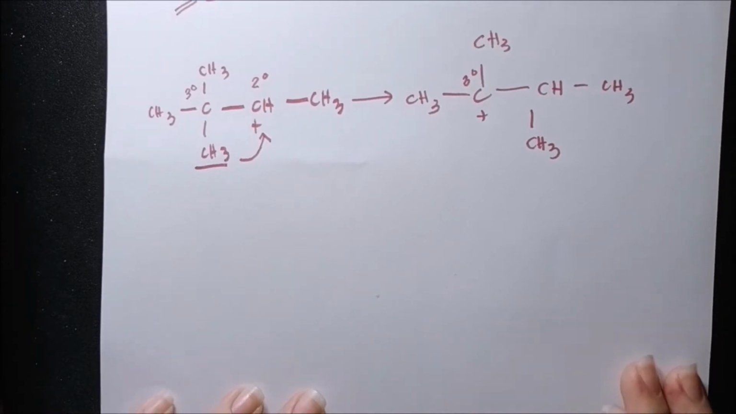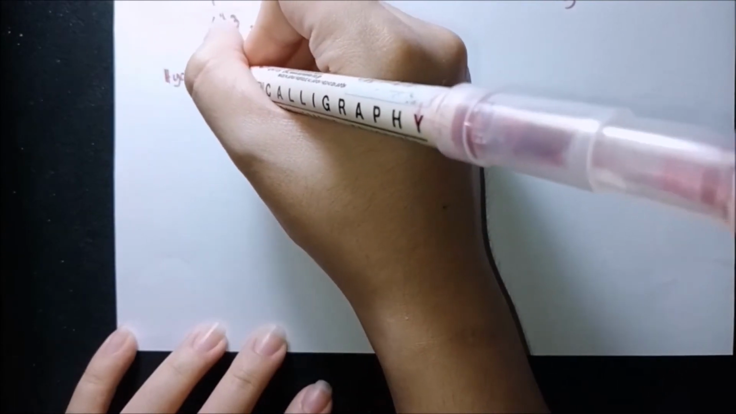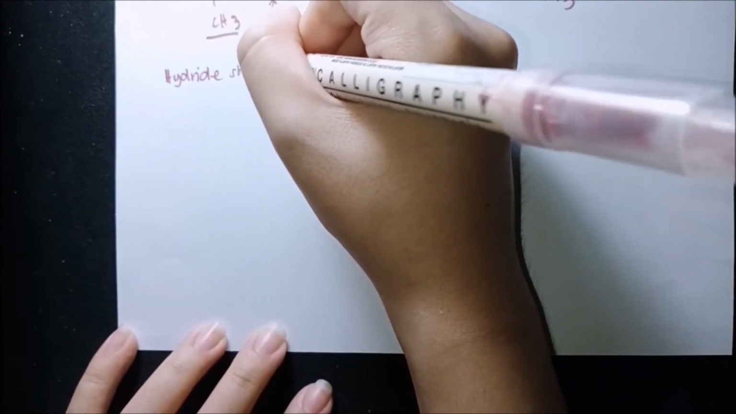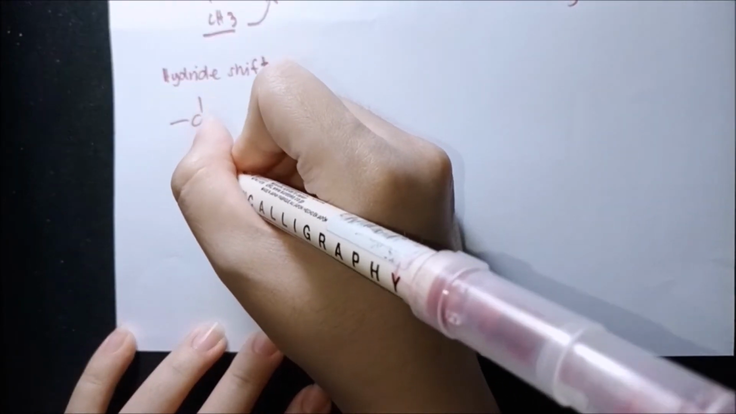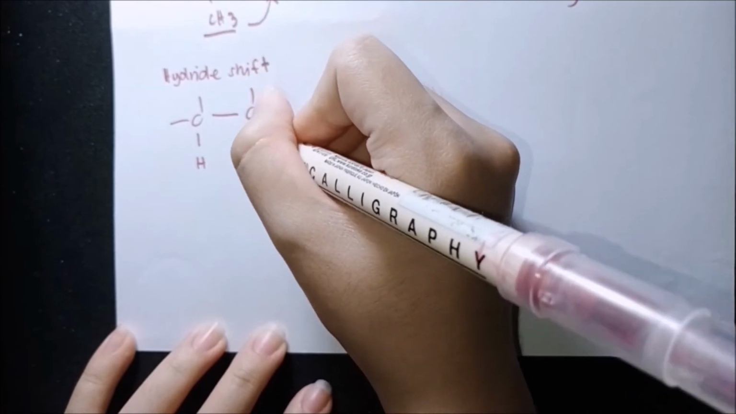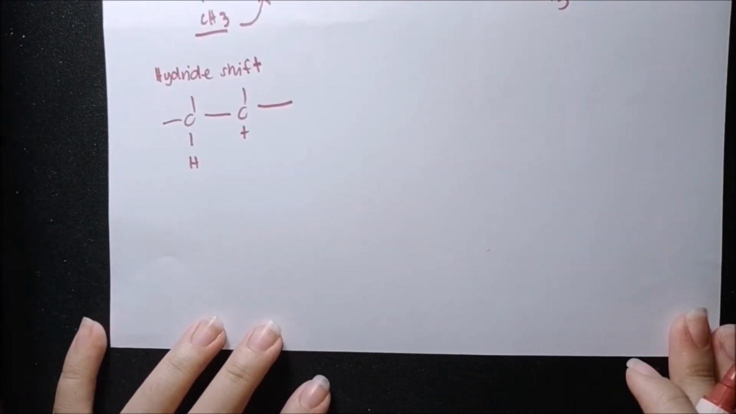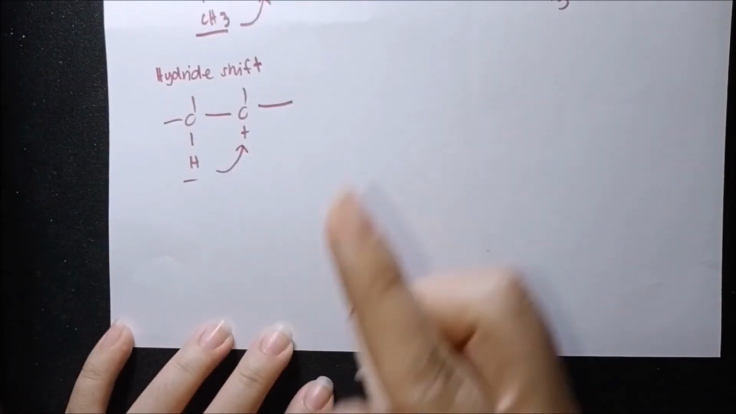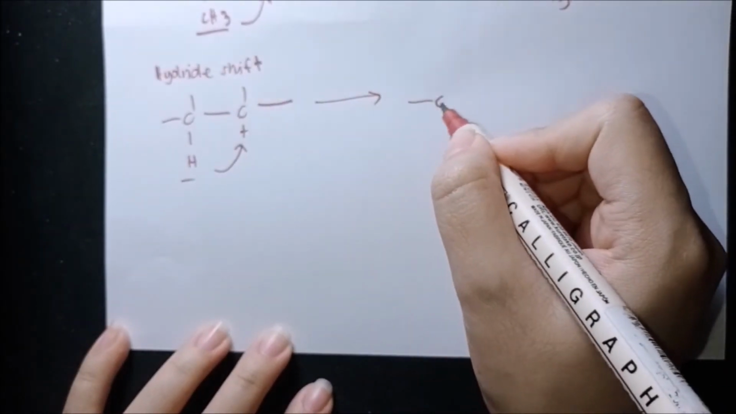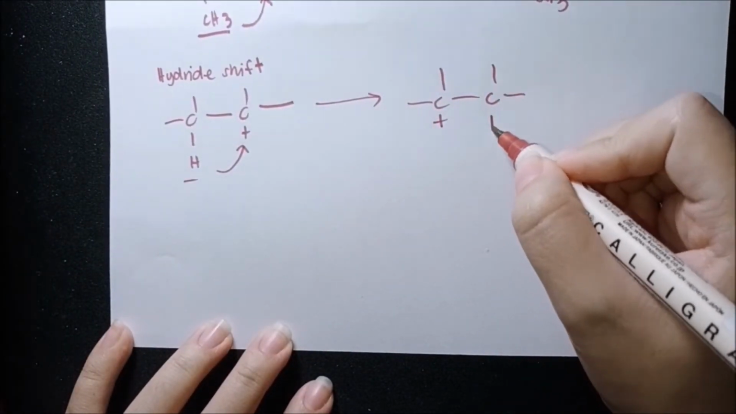For hydride shift, it is very similar to alkyl shift, but instead of an alkyl group doing the shift, it will be a hydrogen atom. So this is our carbocation. This hydrogen atom can shift to the other carbon if that will yield a more stable carbocation, like this one.